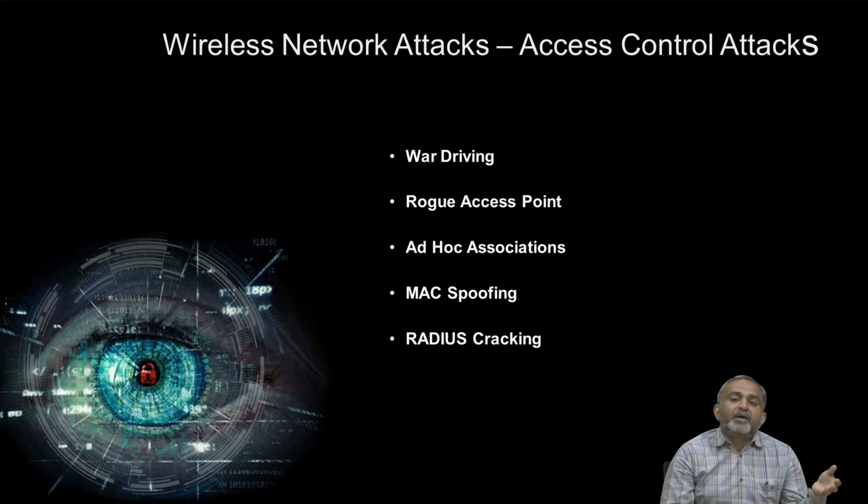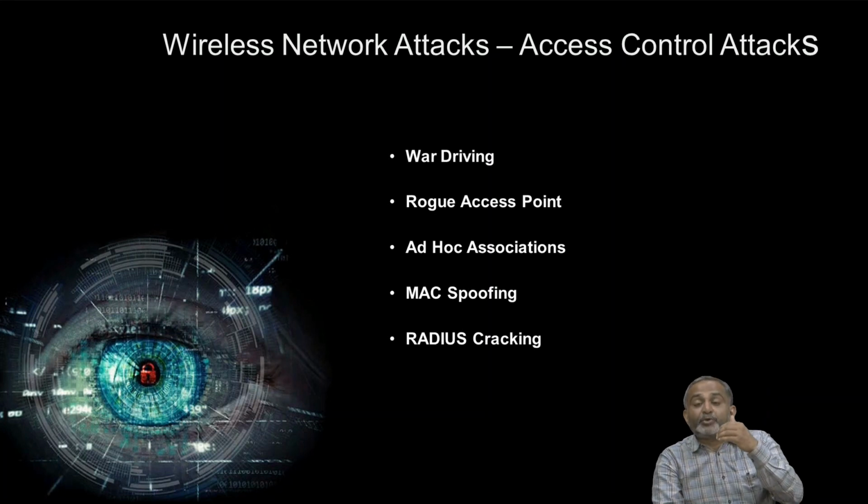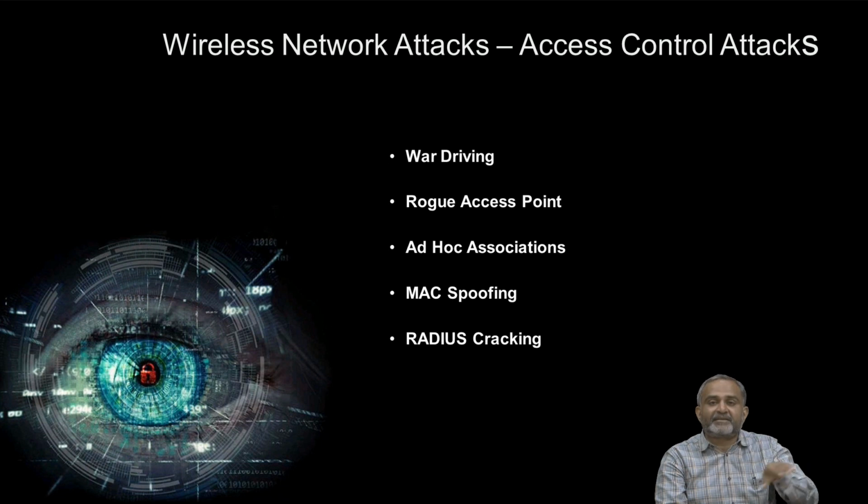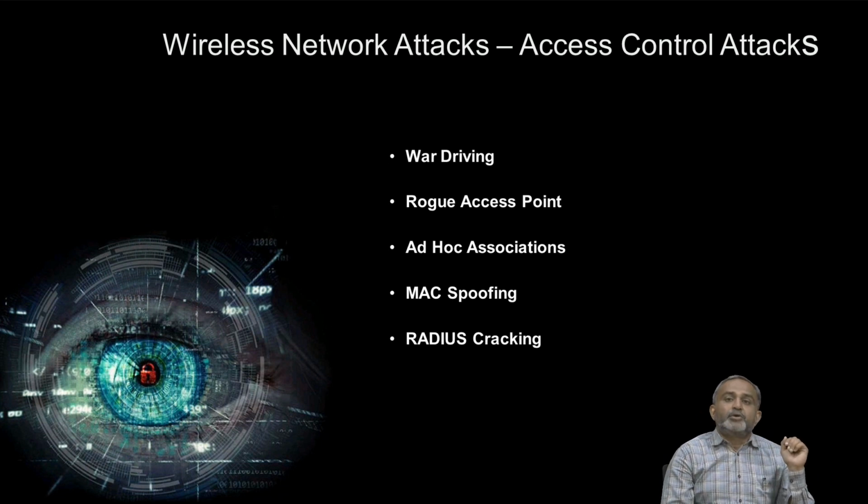After that, the intruder can easily intercept your network traffic, and can also inject an arbitrary number of packets into your network. So the access control of your wireless network is compromised. Another is the rogue access point.